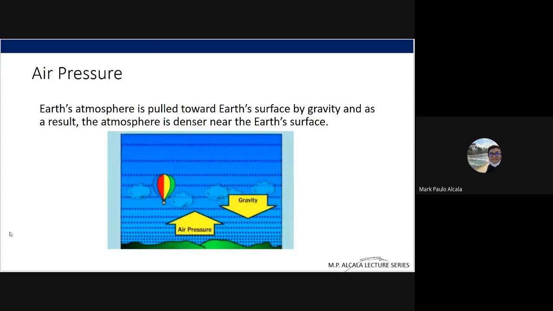The air in the Earth's atmosphere is pulled toward the Earth's surface by gravity, and as a result, the atmosphere is denser near the Earth's surface. Air also becomes less dense with elevation, so breathing at higher elevation is more difficult. So, for those who have climbed mountains, right, that is what we experience. It's not just because you are tired, but because breathing at higher elevation is harder, okay? Less dense.